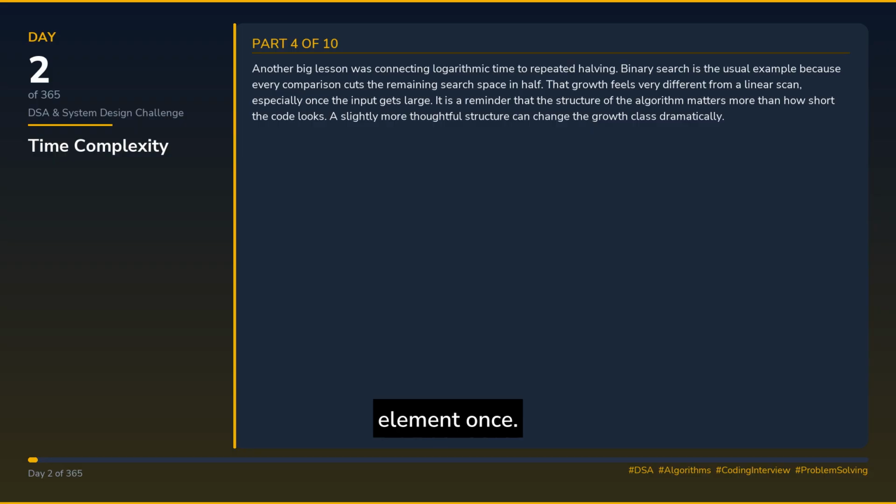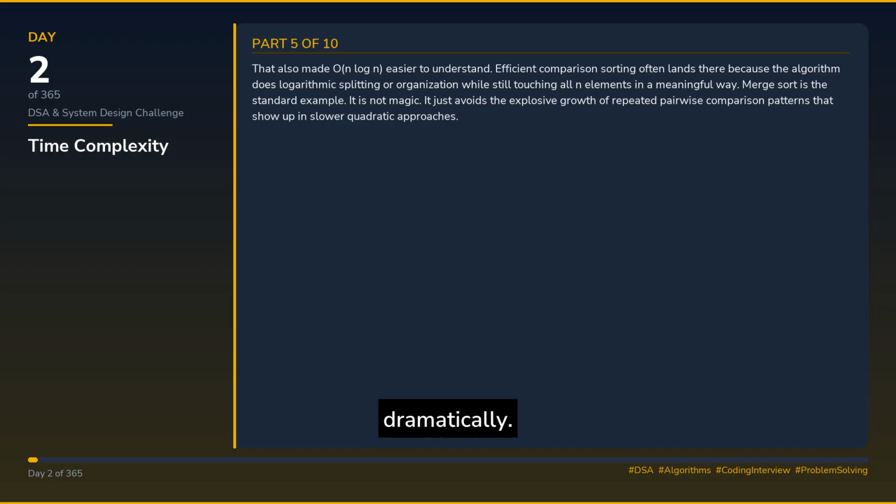Another big lesson was connecting logarithmic time to repeated halving. Binary search is the usual example because every comparison cuts the remaining search space in half. That growth feels very different from a linear scan, especially once the input gets large. It is a reminder that the structure of the algorithm matters more than how short the code looks. A slightly more thoughtful structure can change the growth class dramatically.